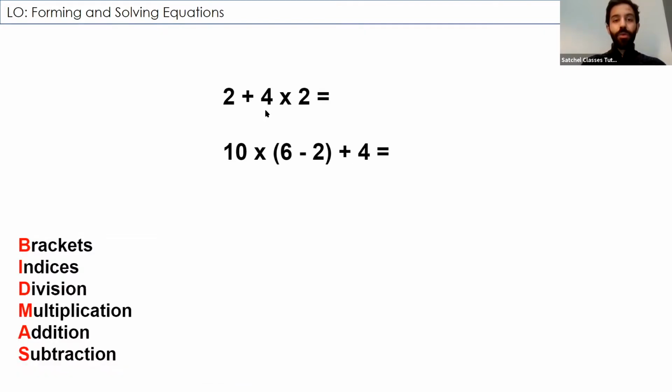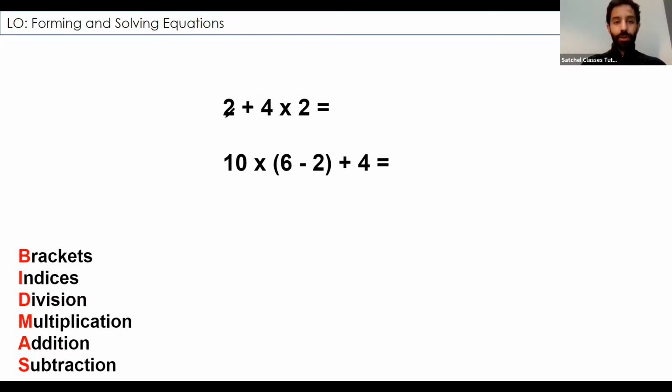So over here, what would come first, addition or multiplication? Well, if we follow this order, we can see multiplication comes first. So our problem here would be 4 times 2 plus 2, which will give us 8 plus 2, which is 10.